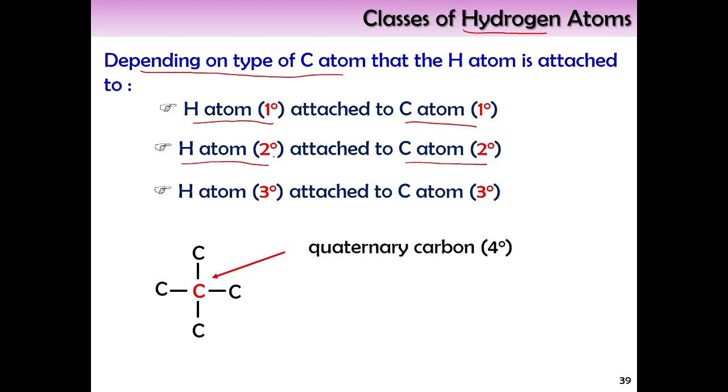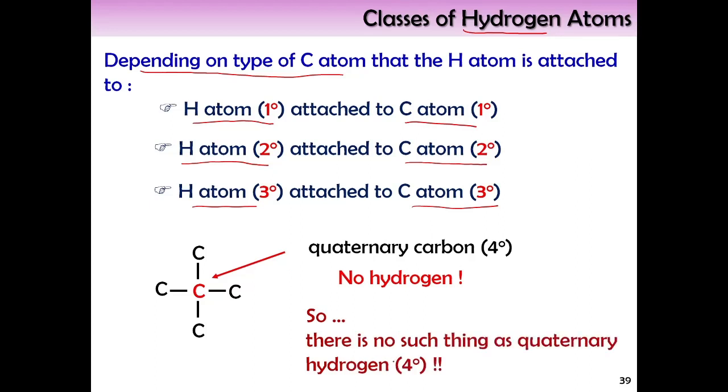Quaternary carbon. Okay, so for quaternary carbon, carbon here already have 4 bonding, so there are no more hydrogen can be attached to this carbon, to this central carbon. So there are no quaternary hydrogen. Okay, no hydrogen, so there are no quaternary hydrogen. So that's why for classes of hydrogen atom, it is only up to tertiary only. Okay, only up to tertiary. So this is the maximum hydrogen class that you can find. There are no quaternary hydrogen.